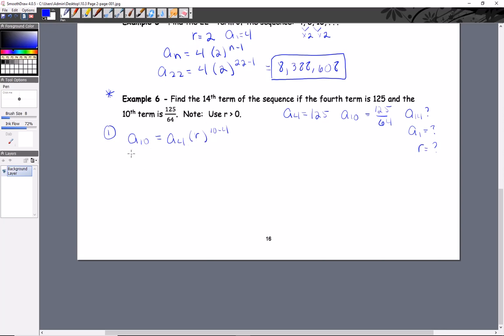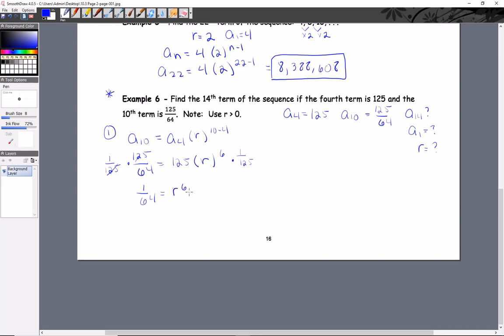So our 10th term is 125 over 64. That's going to equal 125 times R to the 6th power. And it looks like the only thing that's missing here is R, so why don't we just go ahead and solve for it. We'll multiply by 1 over 125, and you can kind of see this beginning to fall into place. This will cancel out with this, and we're going to get 1 over 64 equals R to the 6th.